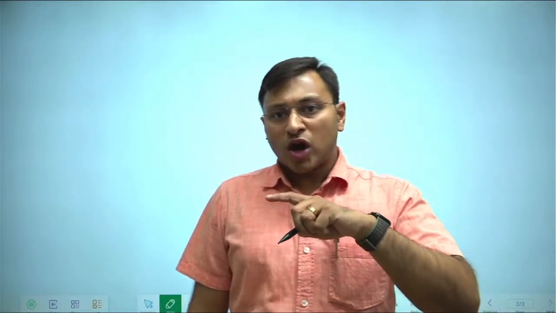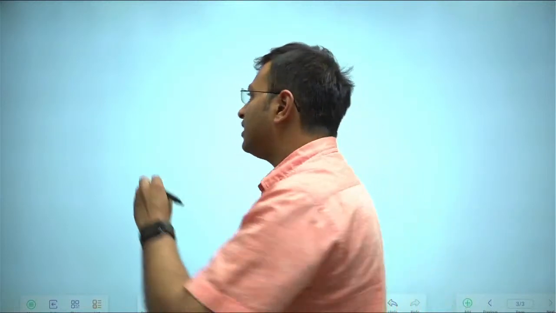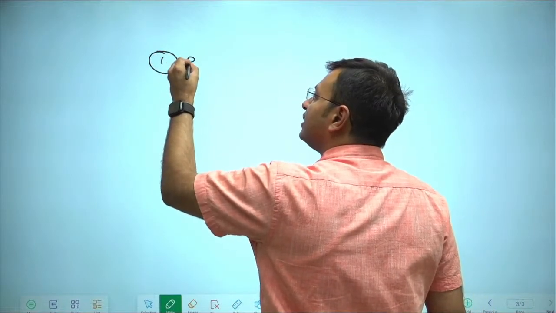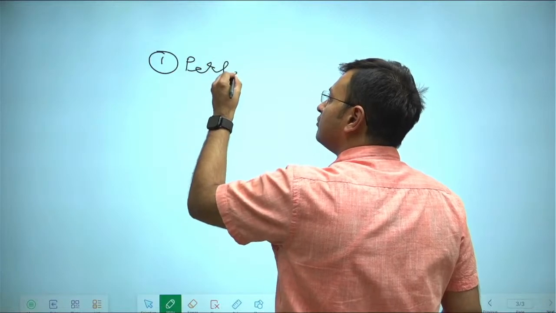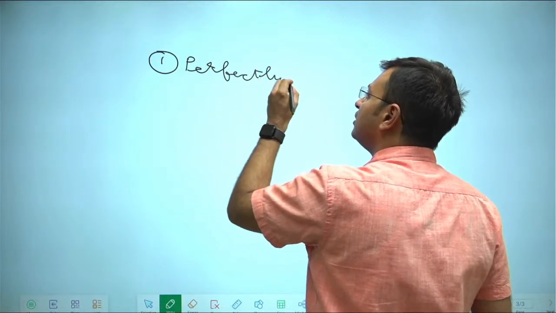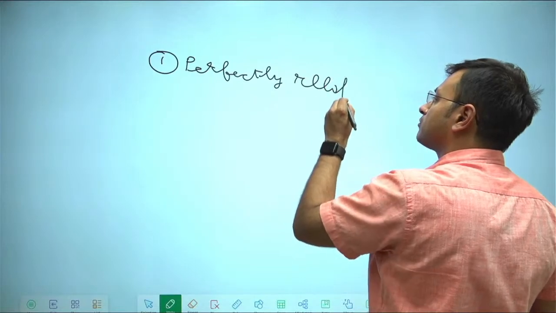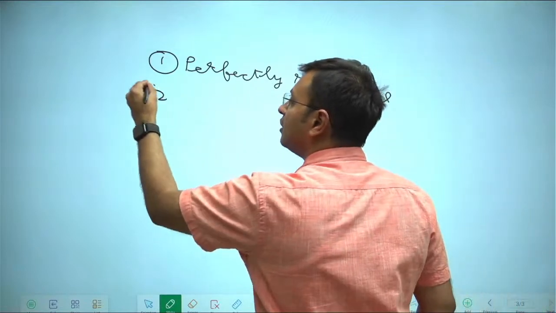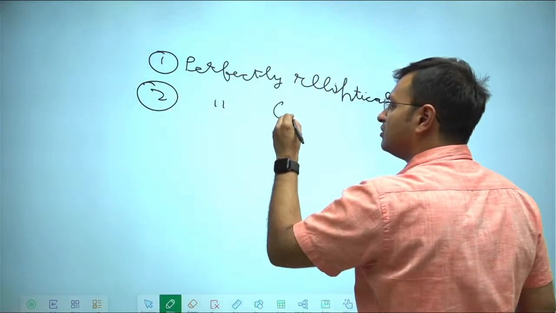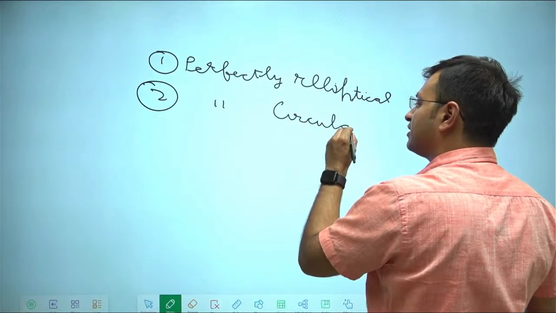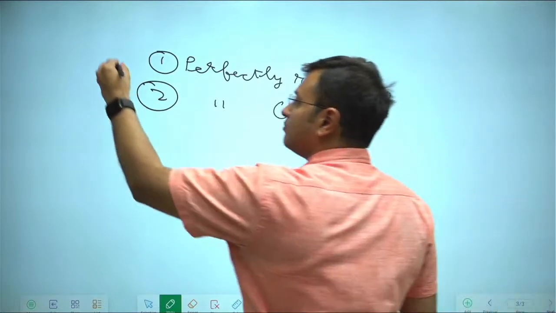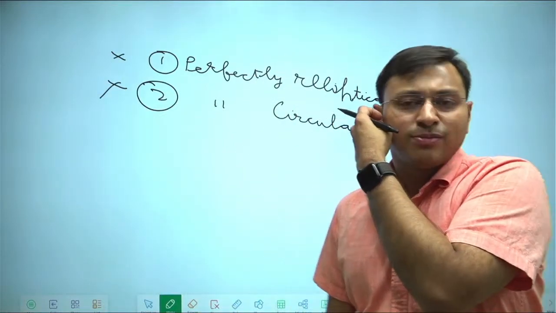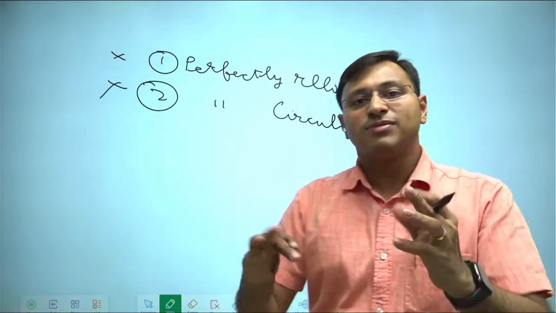Is the orbit of Earth around the sun perfectly elliptical? Perfectly elliptical? Is the orbit of Earth around the sun perfectly circular? Perfectly circular? The answer is both of them are wrong. The orbit of Earth around the sun is neither perfectly elliptical nor perfectly circular.